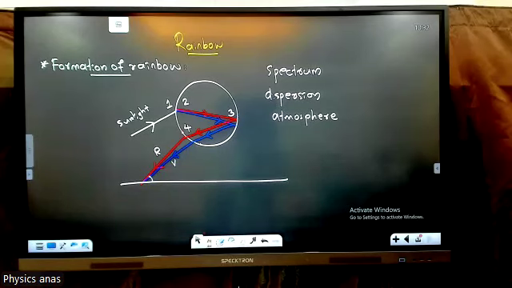You try that. One is just refraction. Two is dispersion. Three is internal reflection. Four is refraction again.